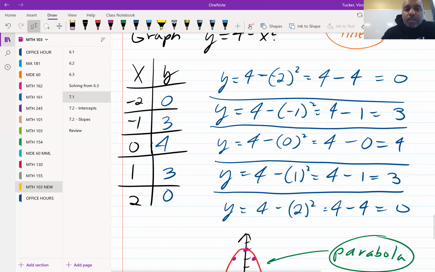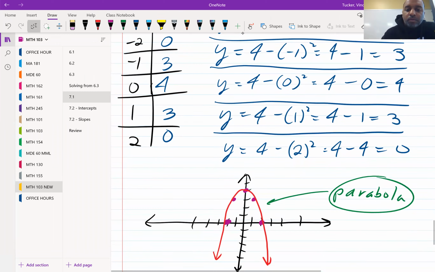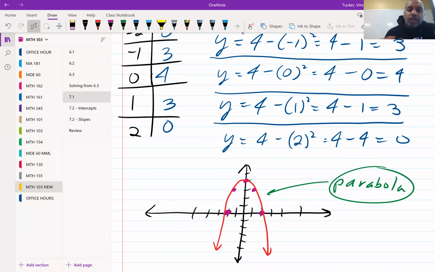All right, so then we can go ahead and graph. And it ends up giving us what we call a parabola, basically a U shape. So -2, 0 is right here. -1, 3. 0, 4. +1, 3. And then +2, 0.